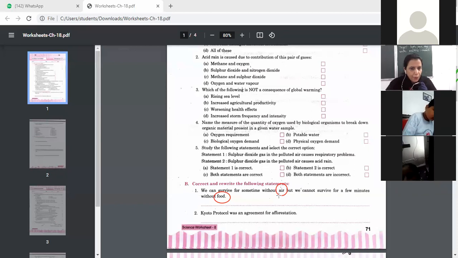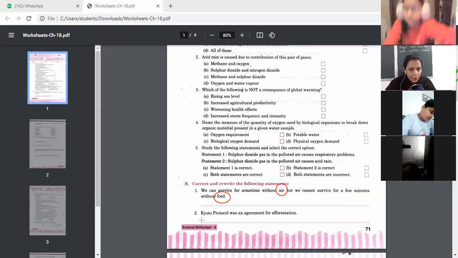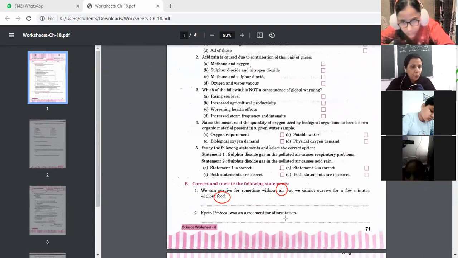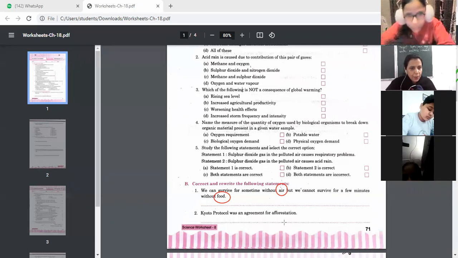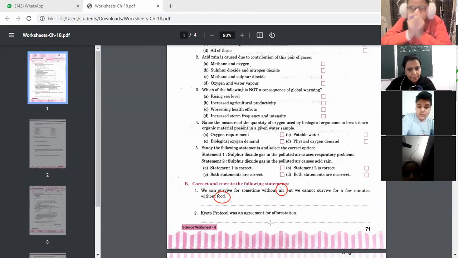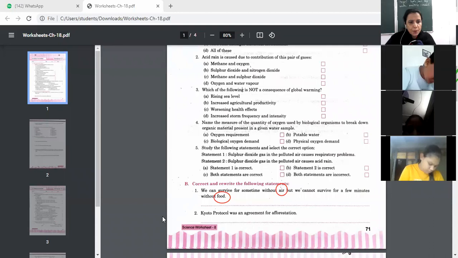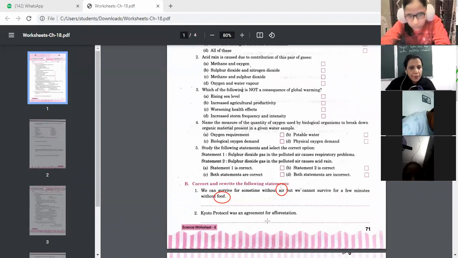Understood? We can survive without food for some time, but we can't survive without air. Replace it. Next, Kyoto Protocol was an agreement of afforestation. Was it? Is this protocol for afforestation? For what is this protocol? Tell me. Yes, Tanya. Know the answer? Reduce carbon dioxide. Yes.